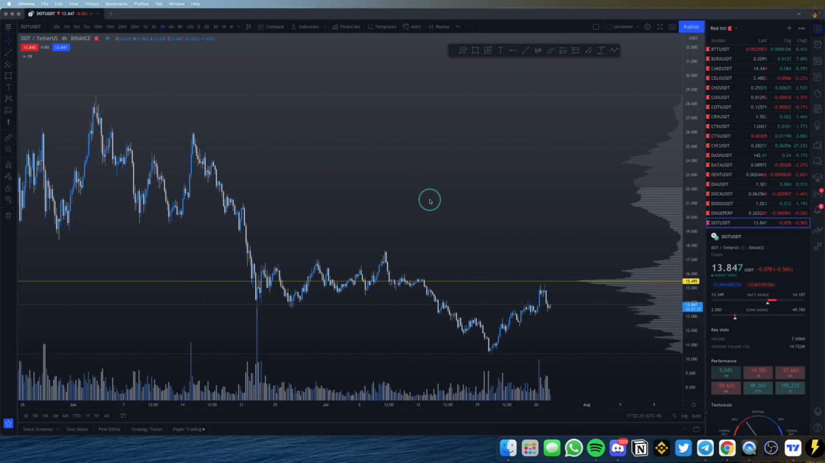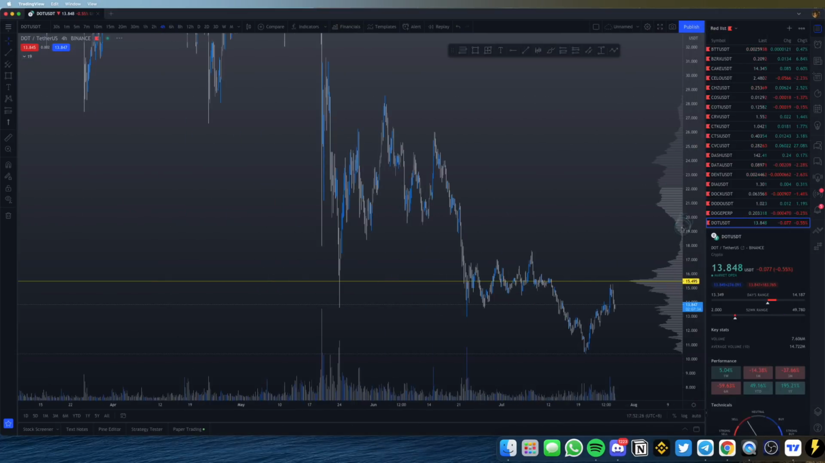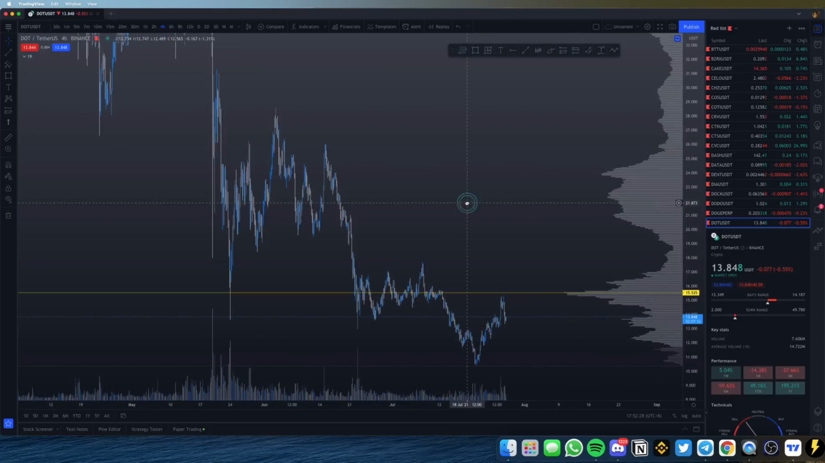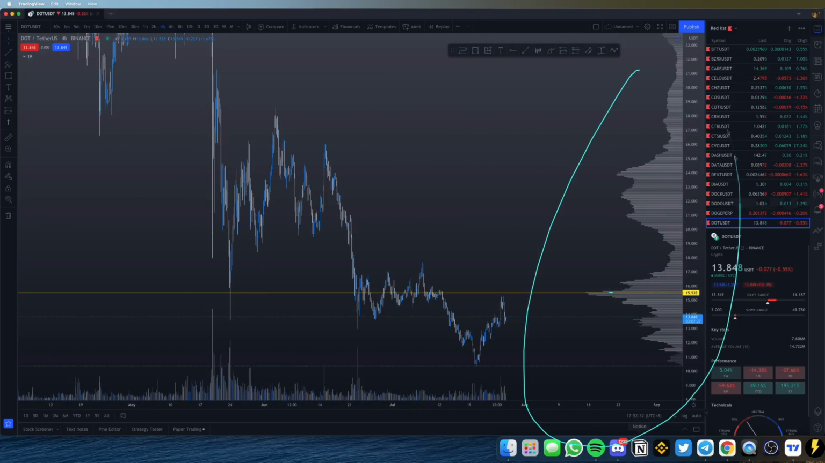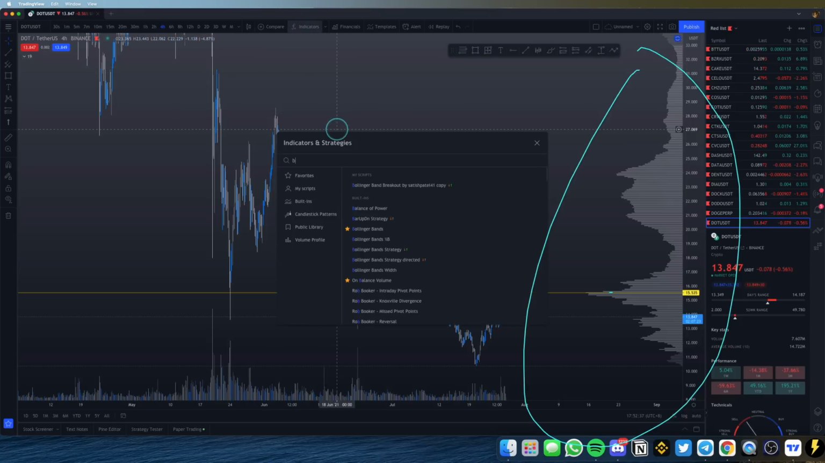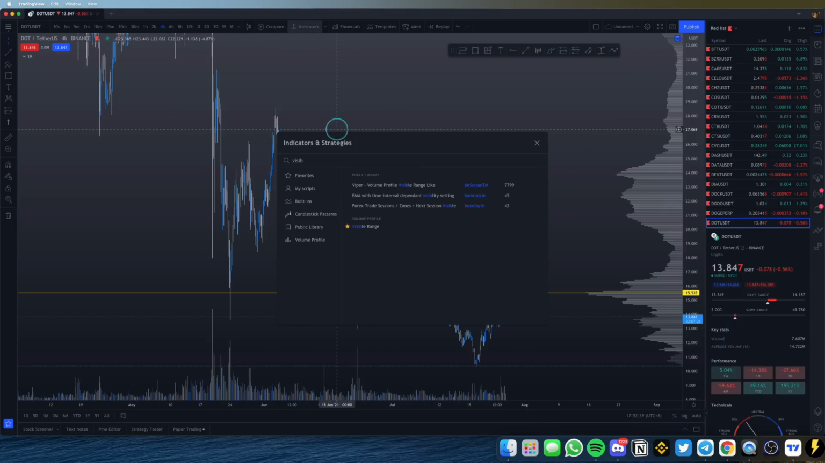But anyways, let's dive into Polkadot. So just zooming out onto the 4-hourly chart, there is something that I immediately want you to take a look at, which is the volume profile, which again, is a paid indicator on TradingView. The way you get this is go to indicators, look for visible range. That is how you get it.